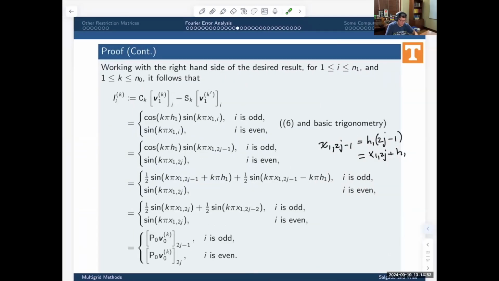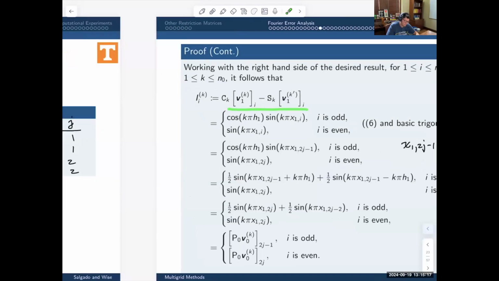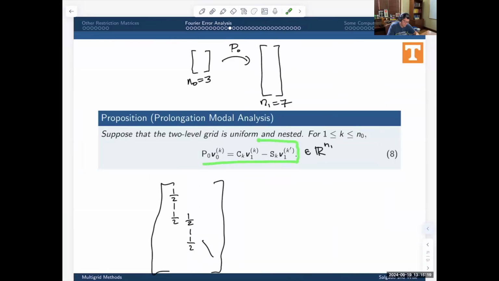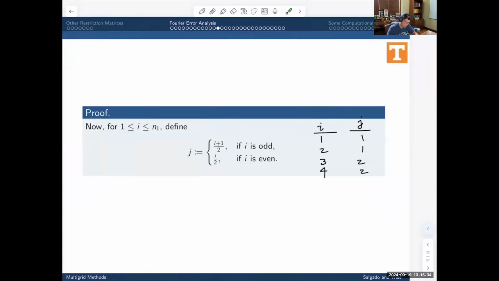So this confirms that through this calculation, what I'm getting are the individual rows of the prolongation matrix, according to whether I is even or I is odd. So I've shown that this is essentially all the possibilities for the prolongation matrix acting on this mode. And so that shows that this is equal to that, which is what I wanted to show. All right, so we'll put that in our pocket. That takes care of the prolongation modal analysis. We've done the restriction modal analysis. The only thing left to do is the modal analysis for the error transfer. So let's do that one next.